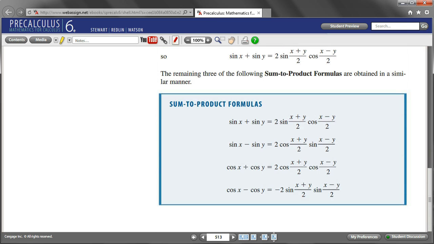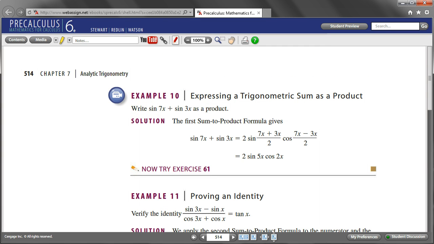We have these 4 formulae here, 1, 2, 3, 4. And then we have a problem like this. Write sine of 7x plus sine of 3x as a product. Just find the appropriate formula from the previous table and then blindly apply it, simplify, that's it. Where's the motivation? What kind of mathematical thinking?